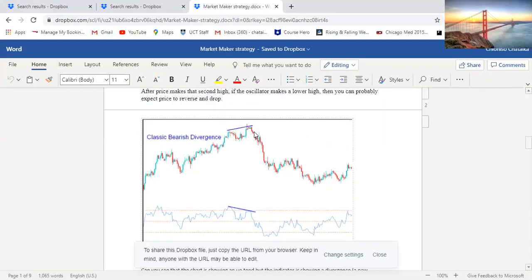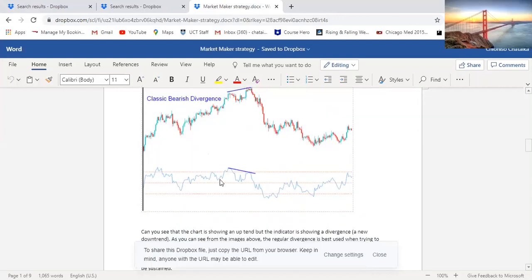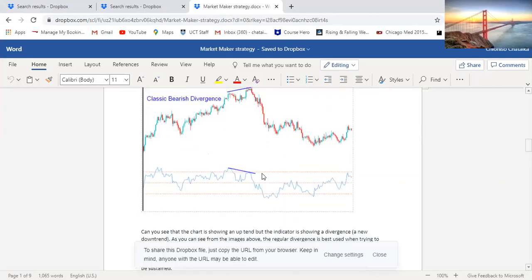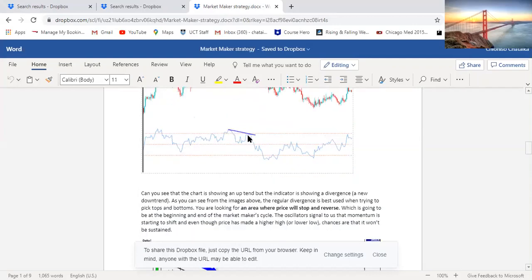Here's the high, here's the even higher high, but it's still an M formation, right? And then the continuation. So we'd expect to see the same thing on the indicator, but we don't see that. We see a high and then a lower high, a high and then a higher high. So it's sloping up, but here on the indicator it's sloping down, indicating a sell. So here's where you'd want to sell on this RSI where it's starting to fall.